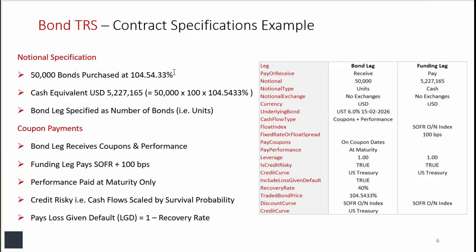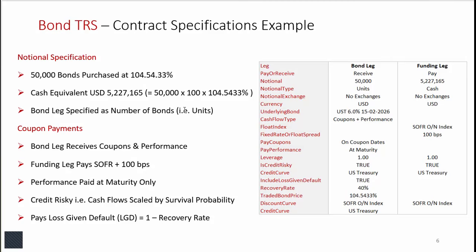And we need to know that price so we can work out the cash equivalent, right? So I've specified here that I want to have an exposure to 50,000 bonds. So I'm specifying I want exposure in number of bonds, not cash notional. So I specified the notional type in units, and the cash equivalent would be 50,000 times the face value of 100 times 104.54.33, which is the traded bond price at inception. And that would give me a cash equivalent notional of 5,227,165 US dollars. So in this case, I was specifying the bond leg as a number of bonds or number of units.